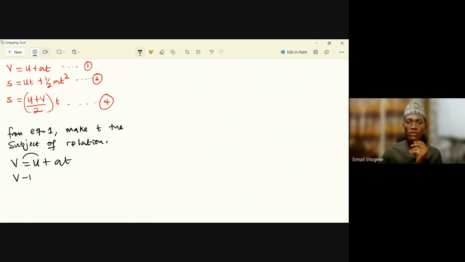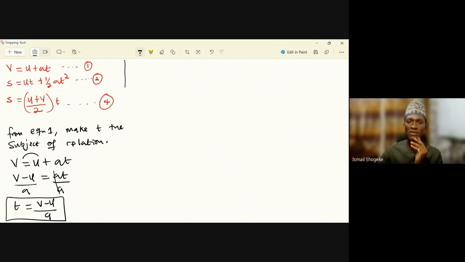So V minus U is equals to at. Now let's divide everything by a because we want t to stand alone, and what is disturbing t is a. We need to get rid of a. So divided by a, divided by a. So these two a's cancel, and we can say that t is equals to (V minus U) over a. Now t is standing alone.